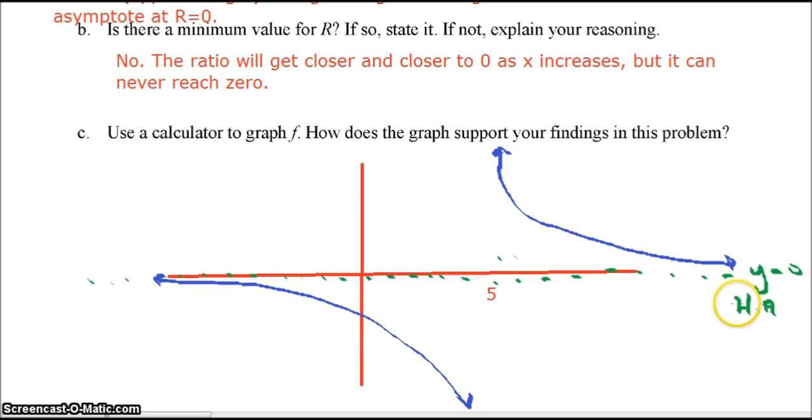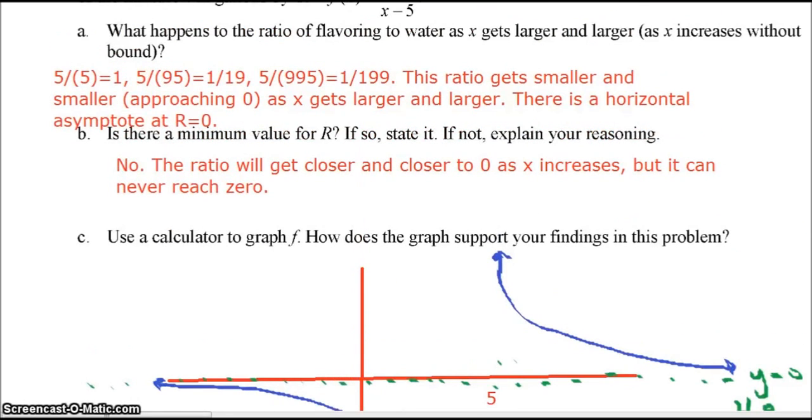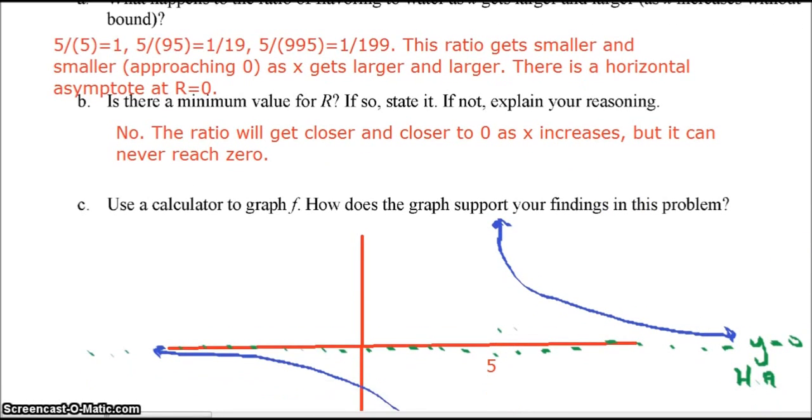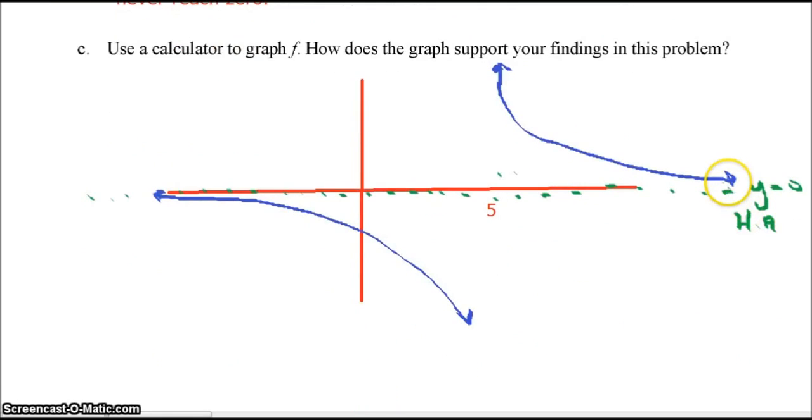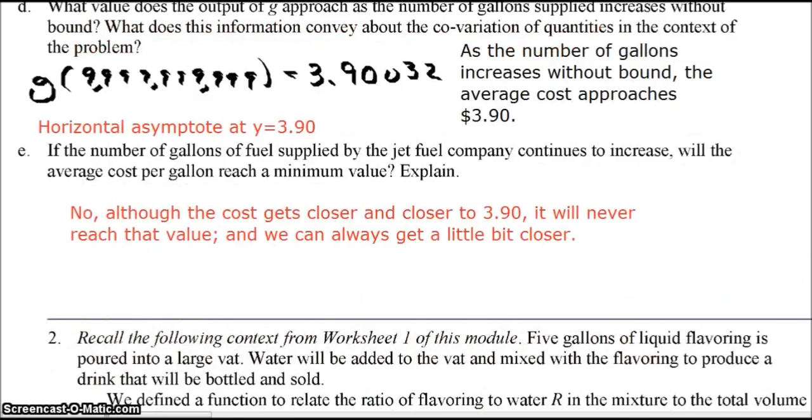Now technically, our function wouldn't really even have this piece of the graph over here if we're talking about the context of the problem. We can't have a total volume less than 5 since we already have 5 gallons of flavoring in the vat. So the graph shows that as x gets larger and larger and larger, the output gets closer and closer to 0, and it never quite gets there. If you just scroll to the right on your graph trace, you'll see that the output y value gets smaller and smaller and smaller, but never reaches the axis y equals 0.